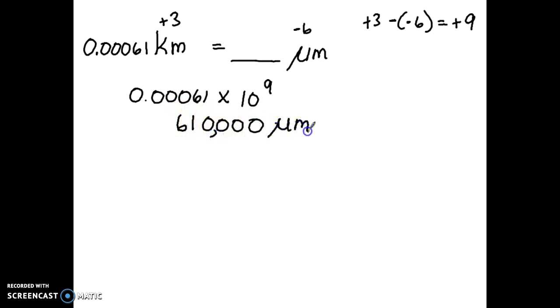Okay? So that's just another way when you get larger numbers, when you're out there in the micro and nano or mega and giga. So that's how to do metric to metric.